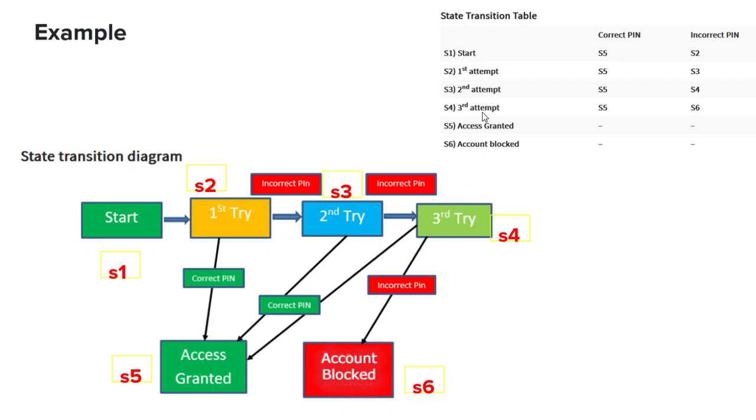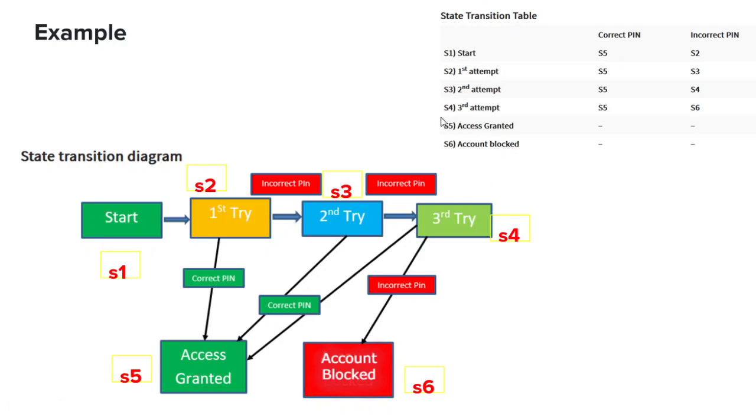Even in the third attempt, if the user enters the correct pin, that is the action here, then it will go to S5, and access will be granted. If the user enters an incorrect pin, then it will go to S6, because now this is the account blocked state. For access granted and account blocked, there are no state transitions, because after that there is no action. Either it can be access granted, which is the end point, or it can be account blocked.